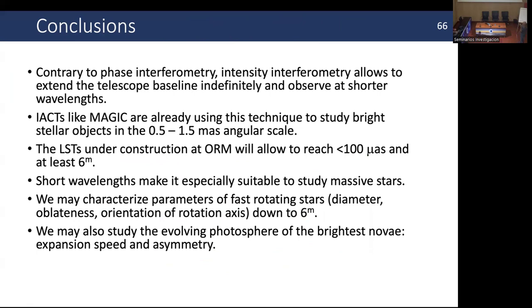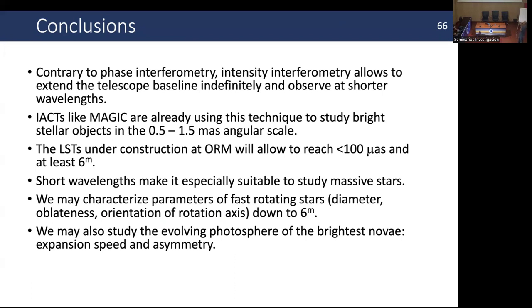Contrary to phase interferometry, intensity interferometry is a new technique. You can go to very large baselines, and you can observe at short wavelengths, deep in the visible, down to blue wavelengths. MAGIC has been using this technique for a few years already, and we have already measured stars in this angular range, less than 1 milliarcsecond.